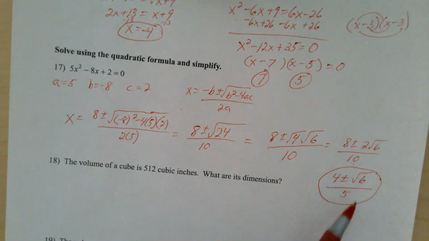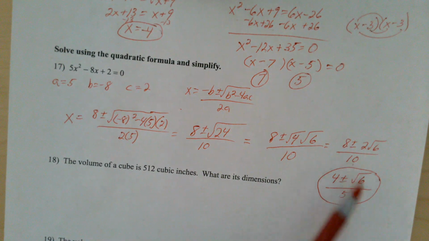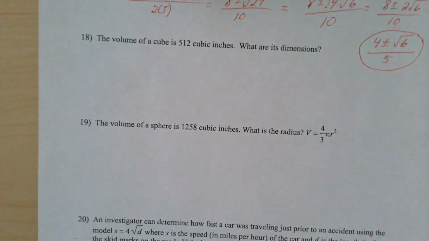2 over 10 is 1 out of 5. So we have our common denominator 5 then. So that's another way of thinking about it. Okay, this one's super easy.